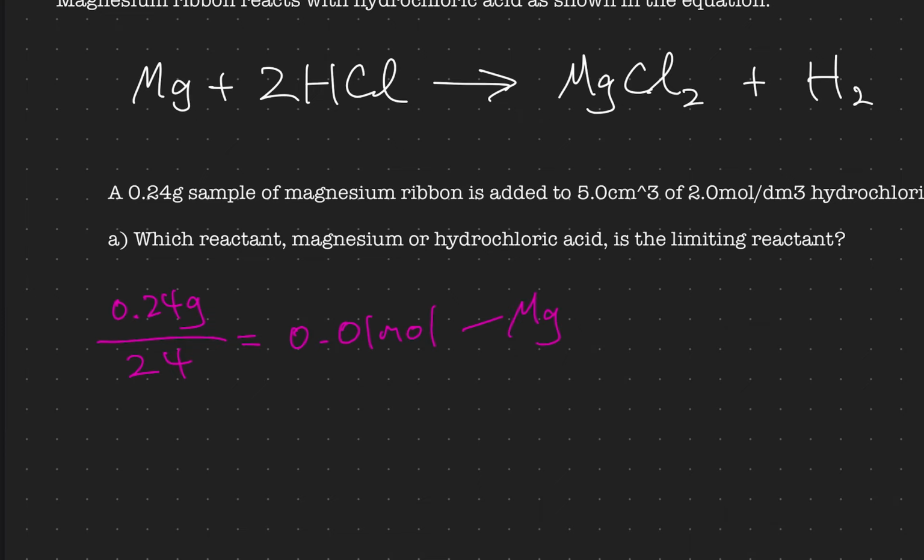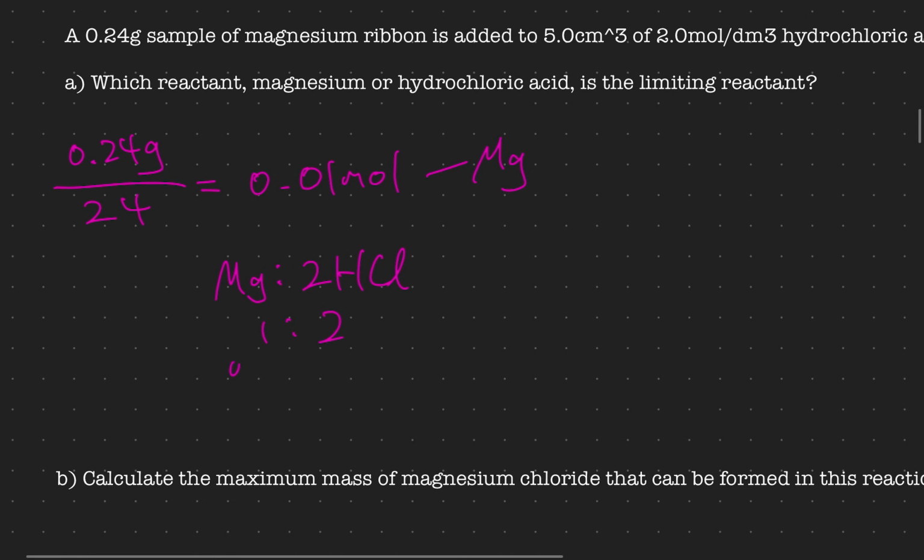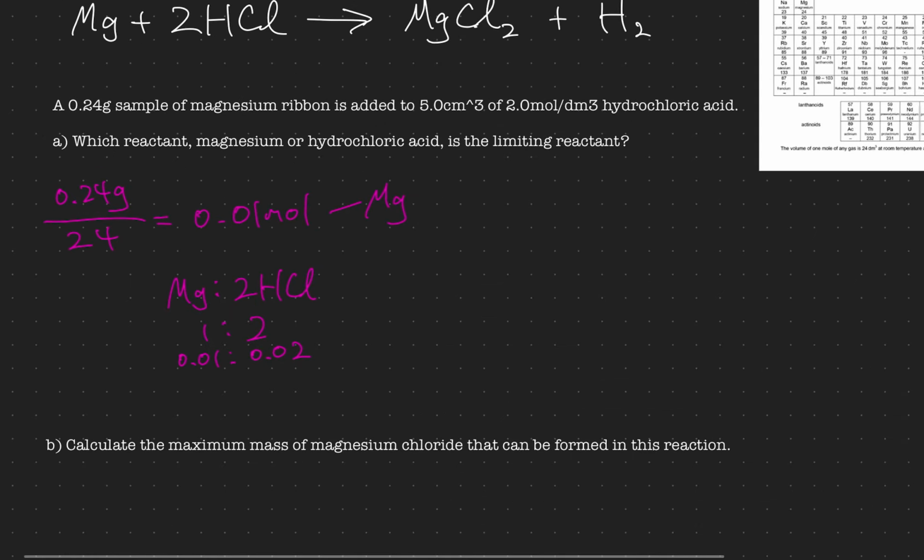Alright, and now we can compare the ratio. So magnesium to hydrochloric acid, the ratio is 1 to 2. So if I have 0.01 moles of magnesium, that would mean I have 0.02 moles of hydrochloric acid.